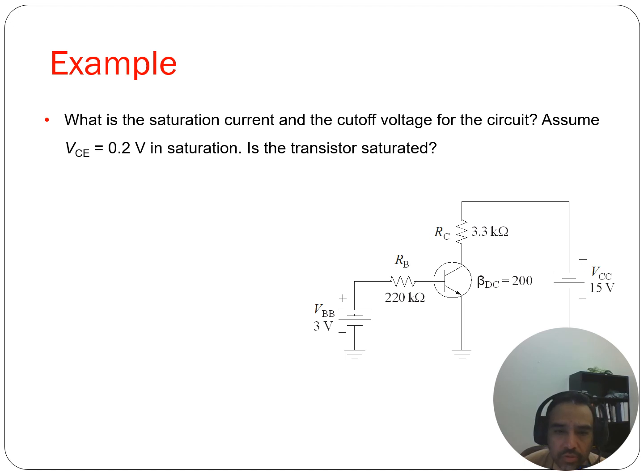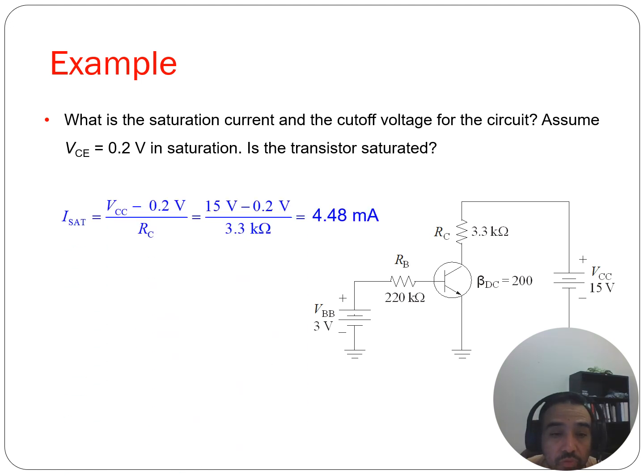All right, so let's go ahead and look at this example. We are in slide 9. I have to make this bigger because I can't see the images. I can see the text. So what is the saturation current and the cutoff voltage for the circuit? Assume VCE is 0.2 volts in saturation. Is the transistor saturated? So luckily they calculate this for us.